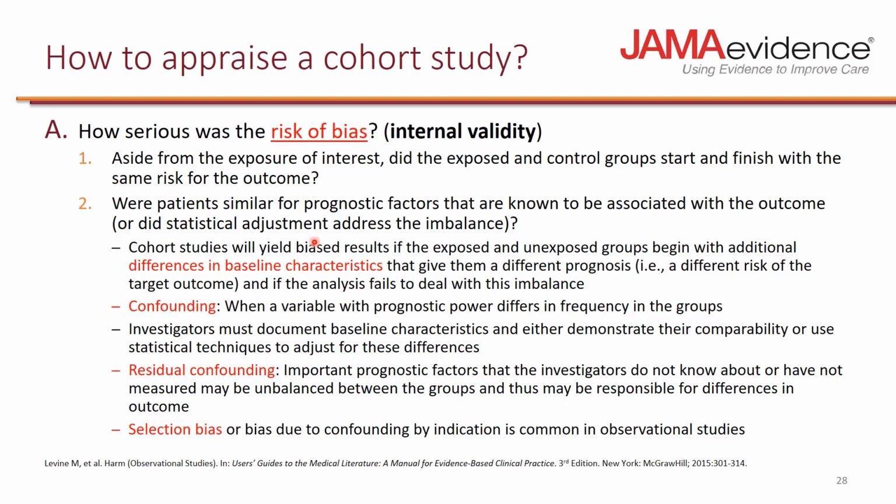Because observational studies cannot be randomized, it is important to make sure that the study adjusts for any of these biases. However, the investigators can only adjust for risk factors that are known and measured. Residual confounding refers to important prognostic factors that the investigators do not know about or have not measured. And residual confounding is something that we can't really do anything about. It's a limitation of observational studies.